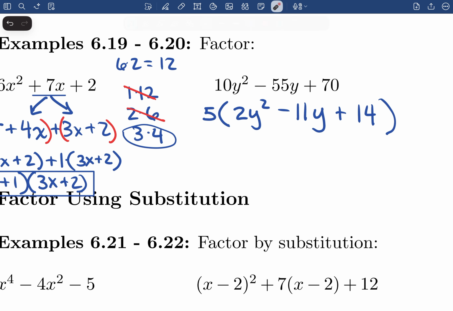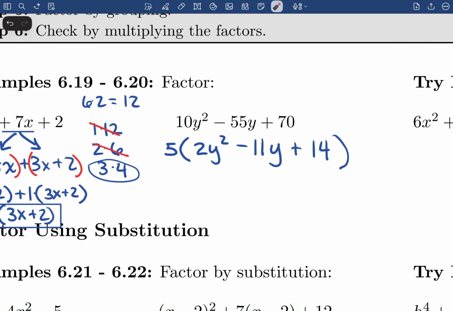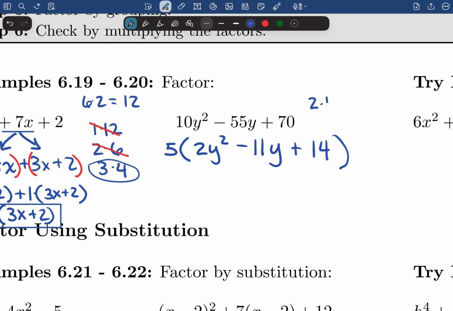Okay, now let's see if this can be factored. Why don't we try using the AC method to factor this? The AC method says multiply together these factors of 2 and 14. The A value is 2, the C value is 14, 2 times 14 is 28. Then find all of the factors of 28. So I've got 1 and 28, 2 and 14, 3 doesn't work, 4 times 7, and these are all of the factors of 28.